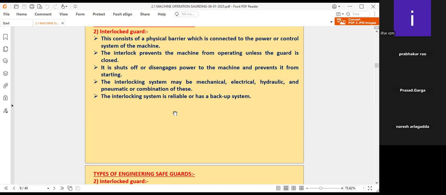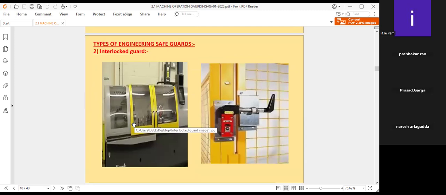Very, very important. So interlocks may be mechanical or electrical. Everybody knows about this. For example, this interlock guard: one is electrical, another is mechanical also. It depends upon the organizational usage or need, or what finance it can afford.